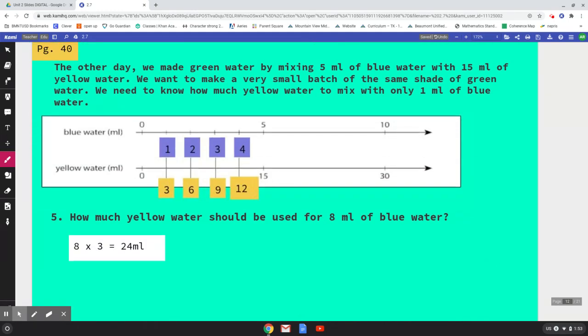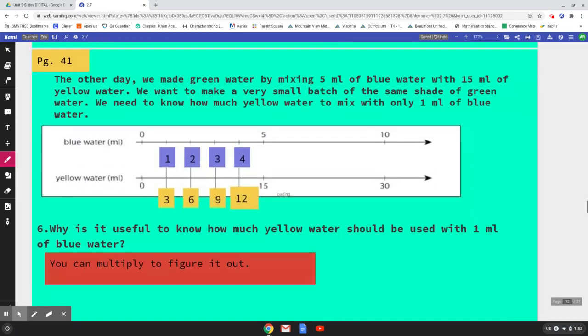Okay, now it says how much yellow water should be used for 8 milliliters of blue water. So we would take this 8 and we would multiply it to the yellow water for 1 batch. So 8 times 3 is 24 milliliters.